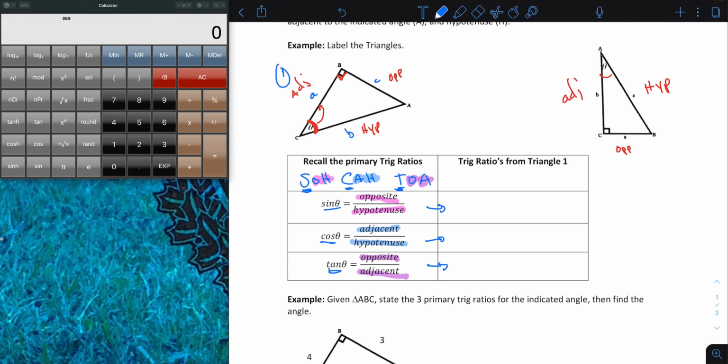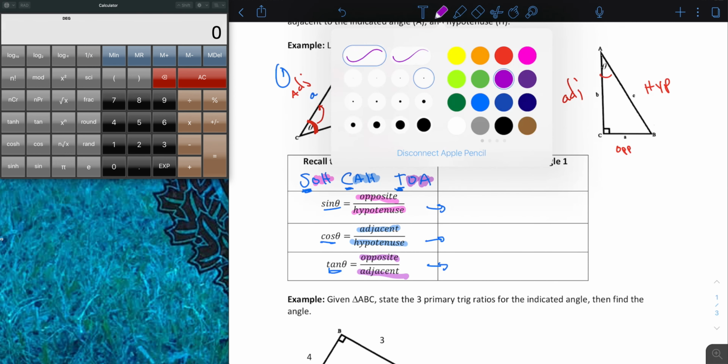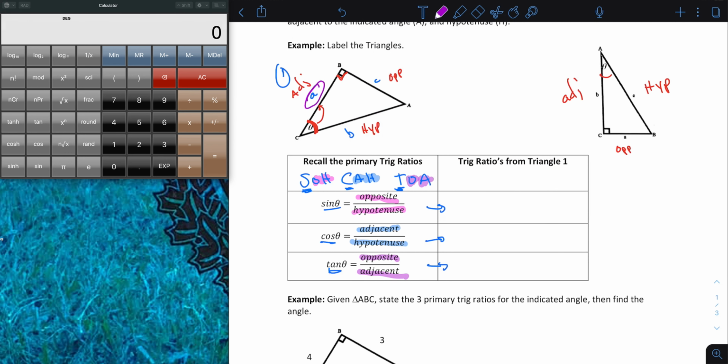These normally in a question, a would be a number, little b would be a number, and little c would be a number. You'd have some information here, right? But you're still going to label them as opposite, adjacent, and hypotenuse. So what you can do is actually write this out.